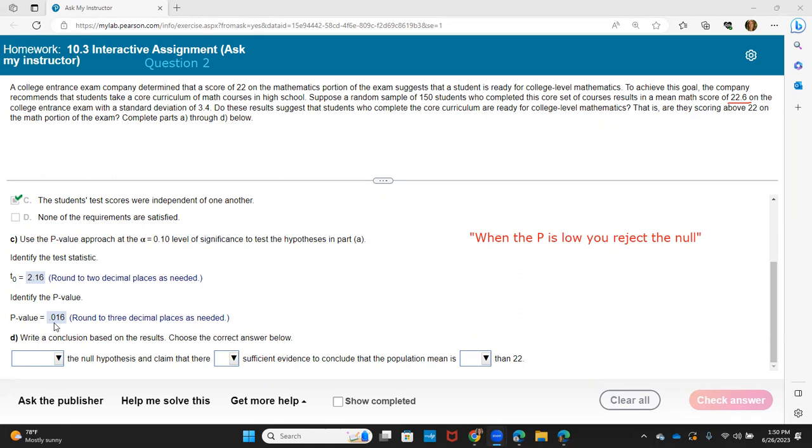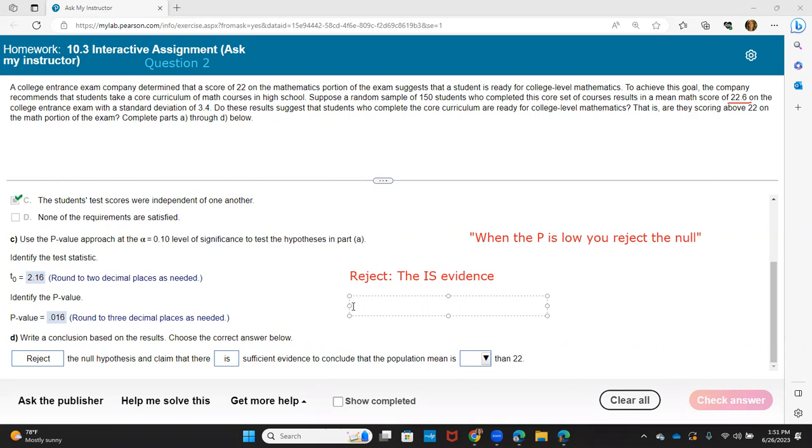Okay, so hopefully we're all on the same page. The p-value here is low, so that means we reject the null. The p-value is low, you reject the null. If the p-value was not lower than alpha, we would not reject. Since the p-value is low here, we reject the null hypothesis and claim that there, and this is where if you reject, rejecting is the same thing as finding someone guilty.